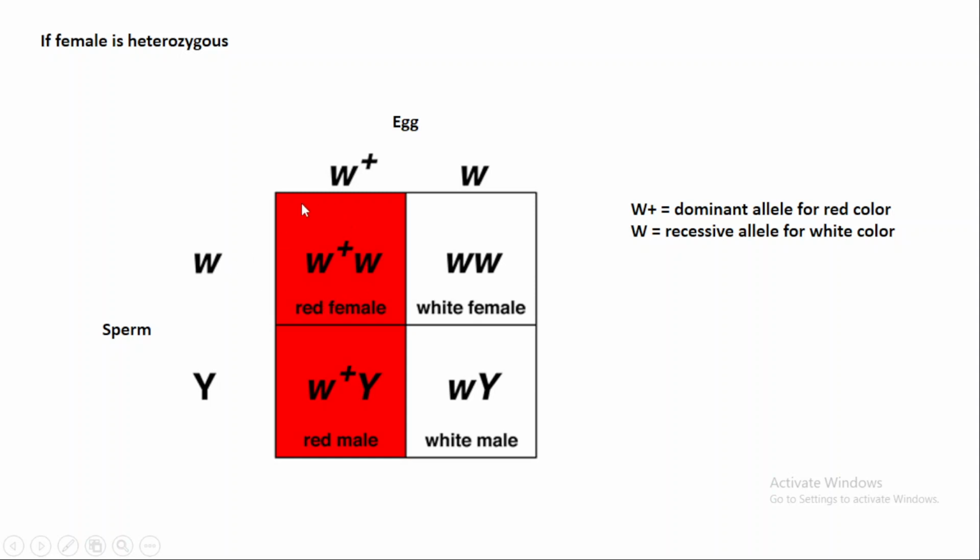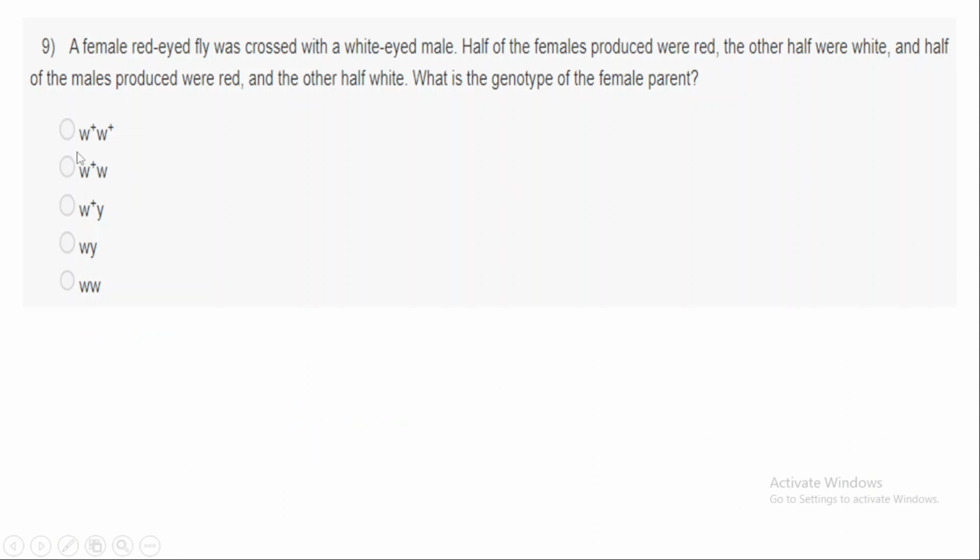W and W plus will give a red female, since this is the X chromosome. W and W will give a white female, since this is the X chromosome and this is the X of the sperm. Now in the males, we'll have a proportion of red male and white male. So this is the condition that was given in the question. We have red females as well as red males, with white females as well as white males. So the answer to this question will be a heterozygous female, which is W plus W. Option B is the answer, W plus W.